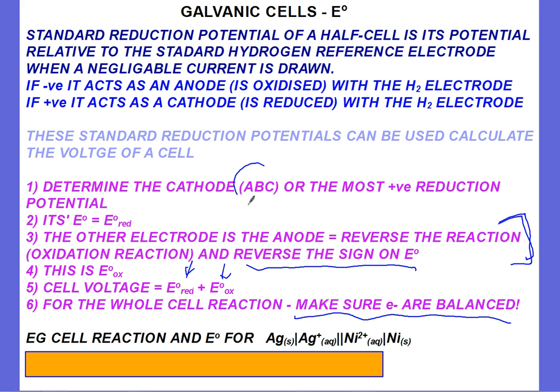Don't forget, if you're getting stuck, the ABC rule works on the standard reduction potential list. Anodes before cathodes. The anode reaction will always be one close to the top and the cathode the one close to the bottom. So why don't you pause the video now, have a go at this question, and then come back and press play and see what the answer is.